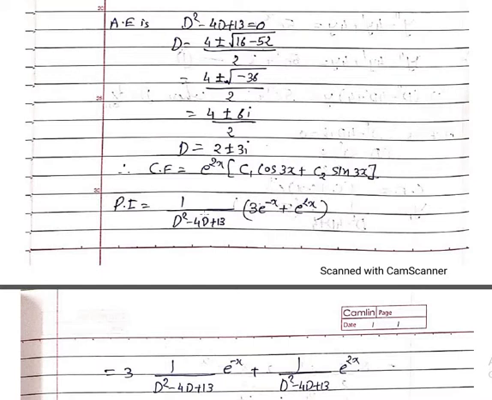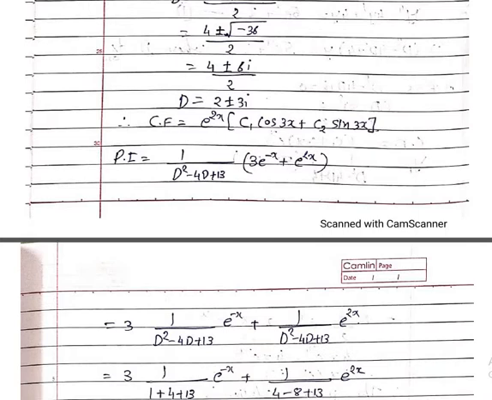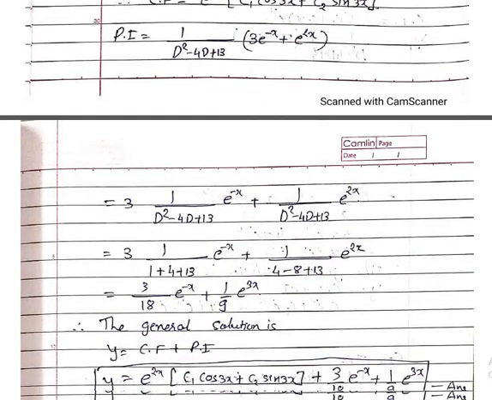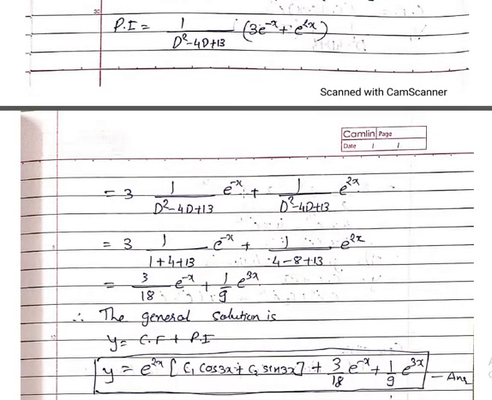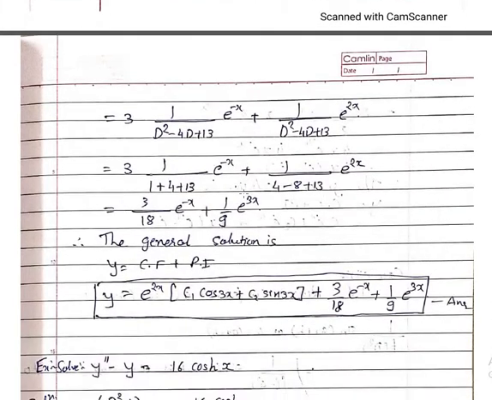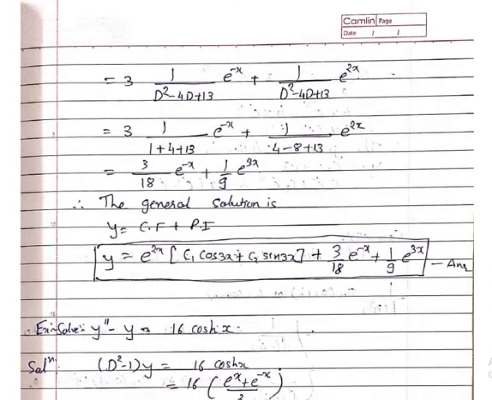So the particular integral PI is 1 upon (D² − 4D + 13) of (3e^(−x) + e^(2x)). Again separating the terms, that will give you 3 times 1 upon (D² − 4D + 13) e^(−x) plus 1 upon (D² − 4D + 13) e^(2x).